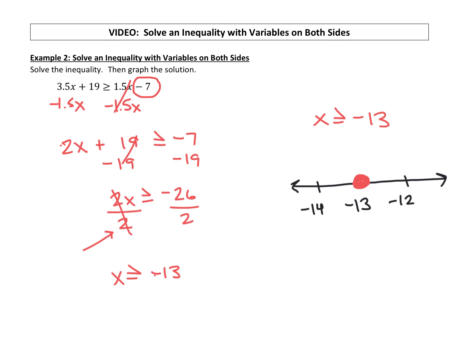And then we want to shade all of the numbers that are greater than or equal to negative 13. So negative 12 is greater than, and everything this way is greater than or equal to negative 13. So every single number heading to the right of that negative 13 will be a solution to that inequality.